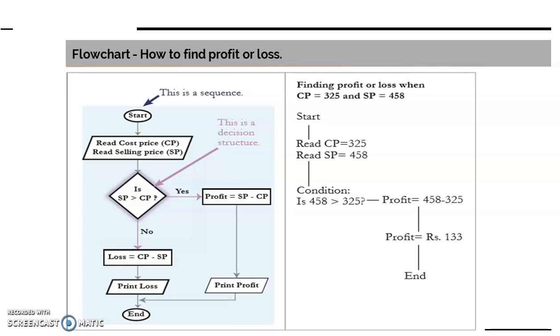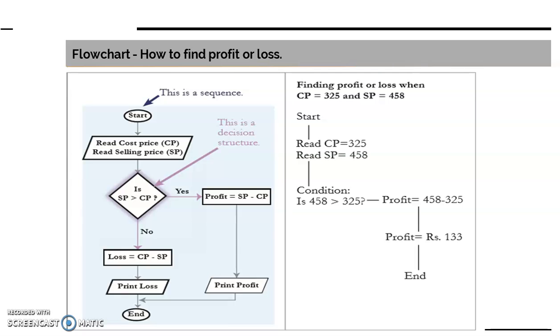Let's just have an idea of a flowchart. Over here I have taken an example of how to find profit or a loss. So the first thing we need to identify is our input. That means over here our inputs are selling price and cost price. So let's say for consideration we have taken cost price equal to 325 and our selling price is 425.